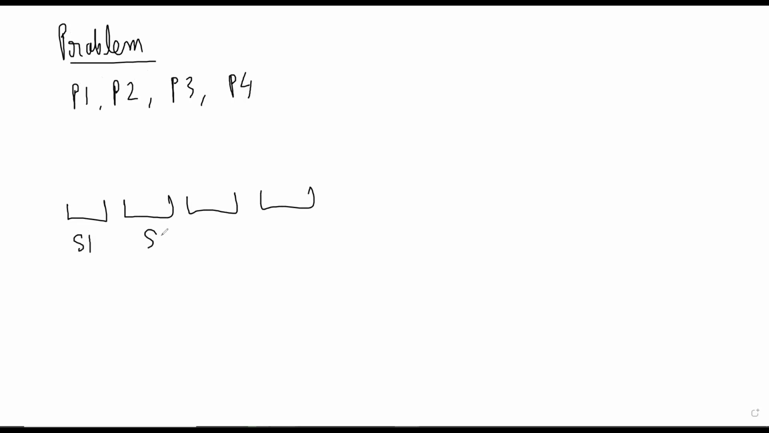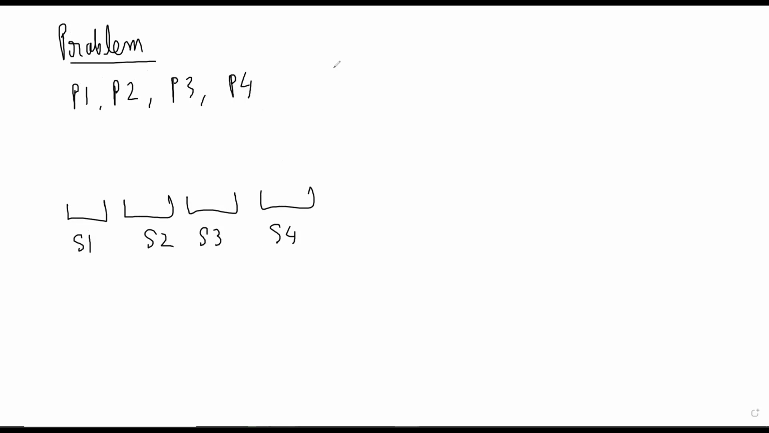There are 5 people. Let's say person 1, person 2, person 3. Let's take 4 people, person 4. And there are 4 seats, S1, S2, S3, S4. So the seats are fixed there. You can't move them. Imagine in a park, the seats are connected and they are fixed.